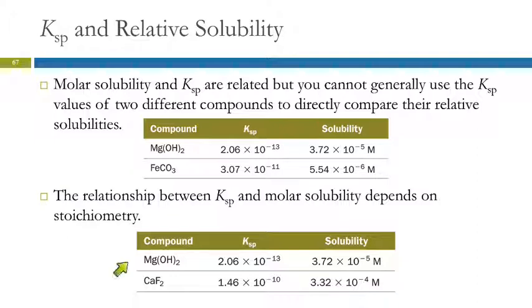If we compare these two that have the same stoichiometry, 2 anions to 1 cation, and we look at the relative KSP values, we see that it matches up with the relative solubility. A larger KSP gives a larger solubility if the stoichiometry is the same. If the stoichiometry is not the same, you really can't compare them. It's like comparing apples and oranges.